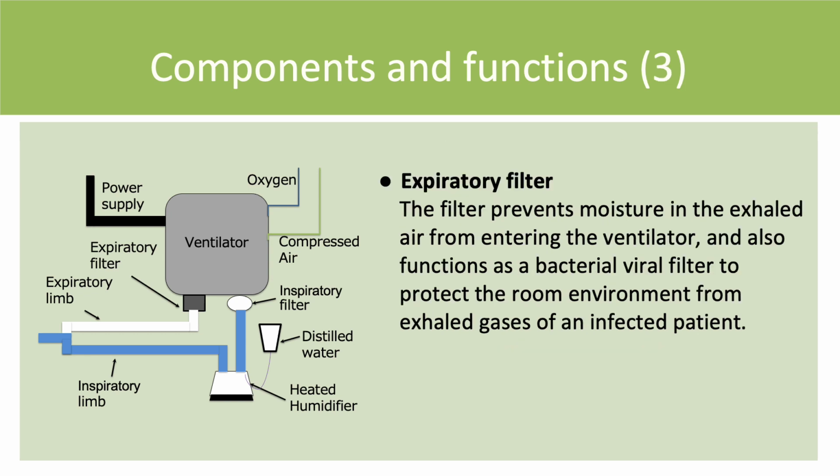Before the exhaled air returns to the ventilator, the air goes through an expiratory filter placed at the end of the expiratory limb. An expiratory filter prevents the moisture-laden exhaled air from entering the ventilator, and also serves as a bacteria remover to prevent the patient's exhaled air from being discharged into the room.